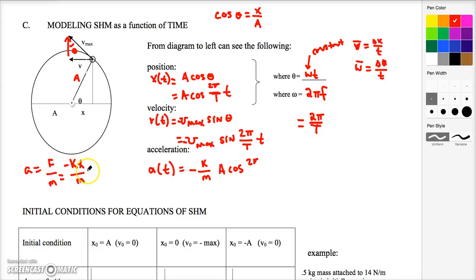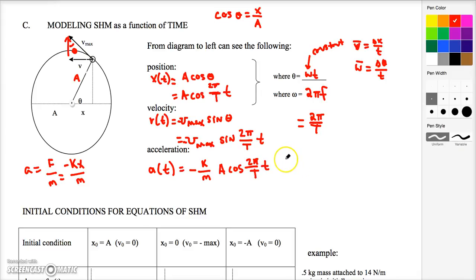And the position, as we saw, is A cosine of 2 pi over T times t. So we have minus k over m times A cosine of 2 pi over the period times the time.